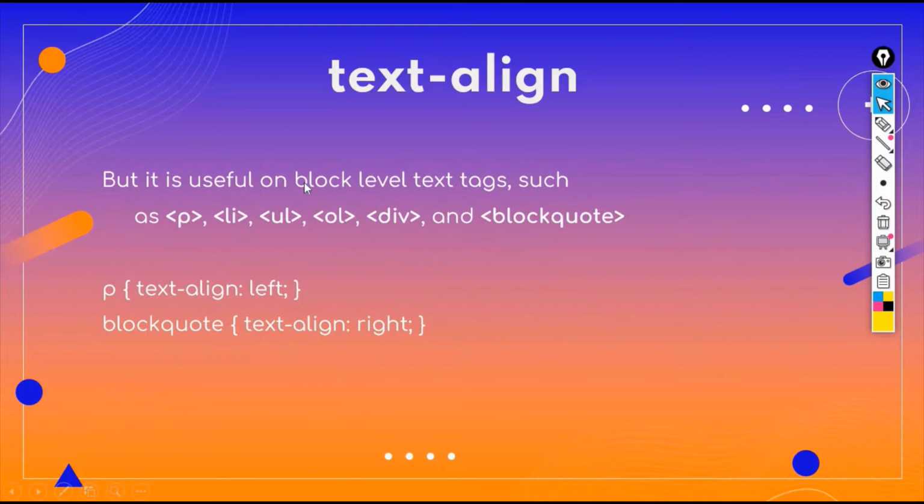But it is useful to block-level text tags such as the paragraph tag, lists, UL and OL, unordered list and ordered list, the div and the blockquote tags. So this is an example of how you can use the property. You have your selector, and inside your declaration, the property is text-align, and the value could be left, center, or right, or justify-all.